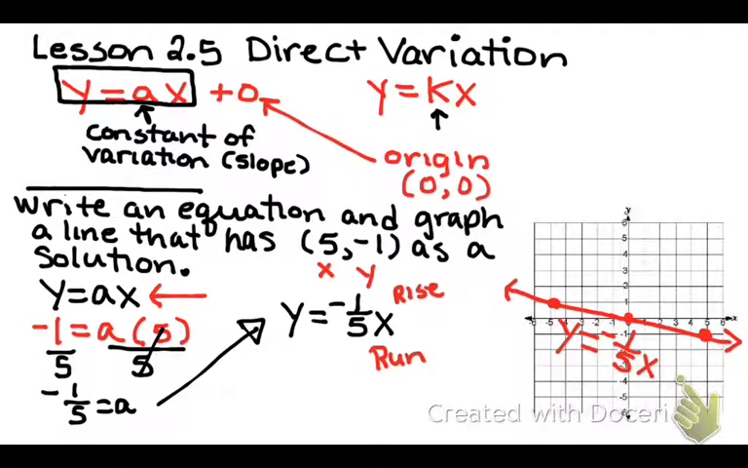Our y-intercept for direct variation will always be the origin, so that's where I started. And then we went down 1 over 5, but we could also go up 1 and to the left 5, and that's what I did here, up 1 and to the left. And you can see that we have our ordered pair (5, -1) as a solution on the graph.